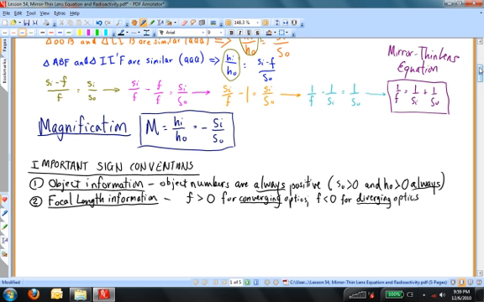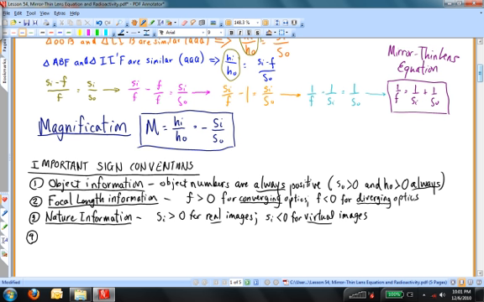The three remaining sign conventions deal with the nature, size, and orientation of the image. The nature is the one we'll deal with first. The nature of the image is real if the image distance is a positive number. On the other hand, the image is virtual if the image distance is a negative number.